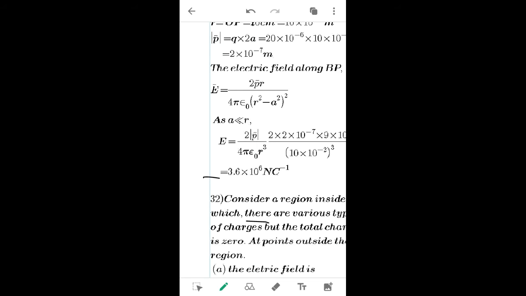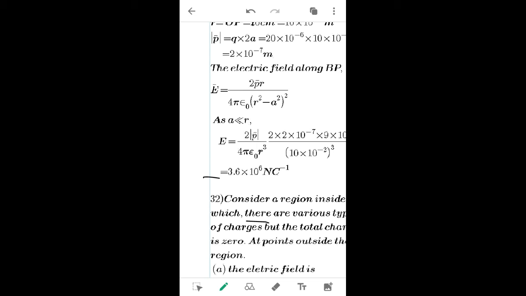MCQ. Now, what is dipole moment? It is Q into 2A. So the dipole moment formula is multiplication of the smallest distance between the two charges, 2A, and either of the charge. Okay, so that is 20 into 10 raised to minus 6 into 10 into 10 raised to minus 6. So therefore, what we get is 2 into 10 raised to minus 7 coulomb meter.